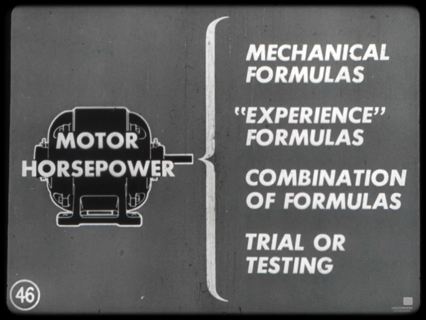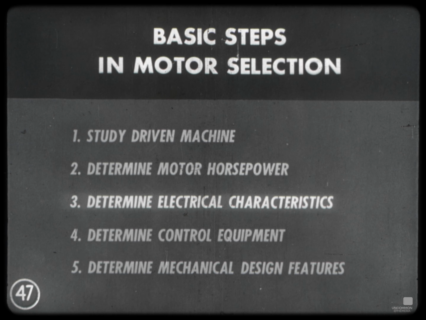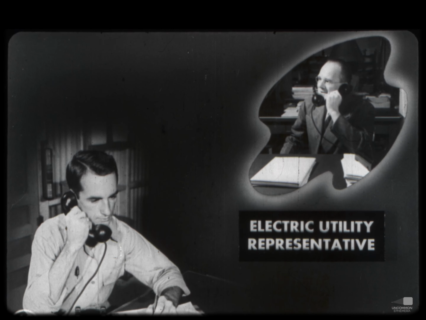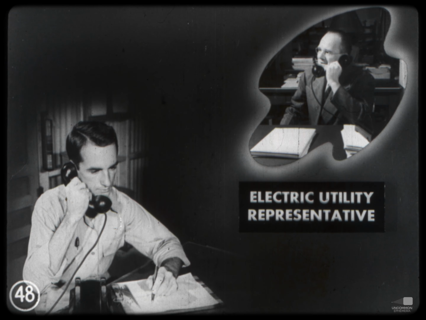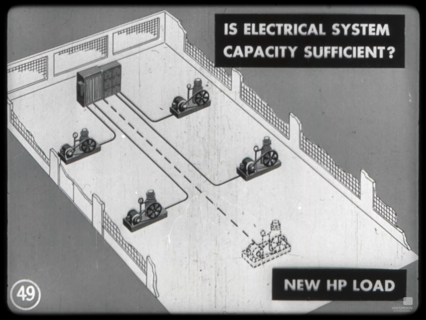When the horsepower needed is known, then it's necessary to determine the electrical characteristics required in driving the machine. From the standpoint of the user, it's always good policy to first contact an electric utility representative in the area. For one thing, he can tell if the capacity of the service entrance or plant wiring system is sufficient to handle the new horsepower load, or whether new feeders, fuses, switchgear, or substations are necessary.